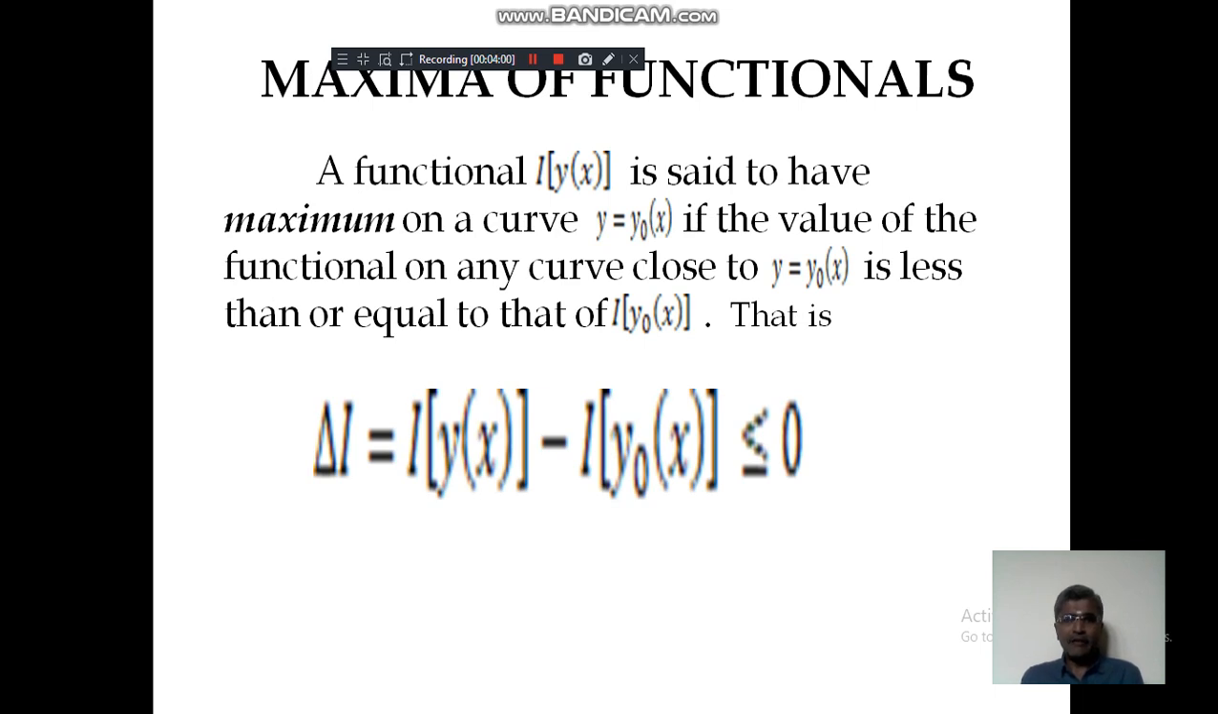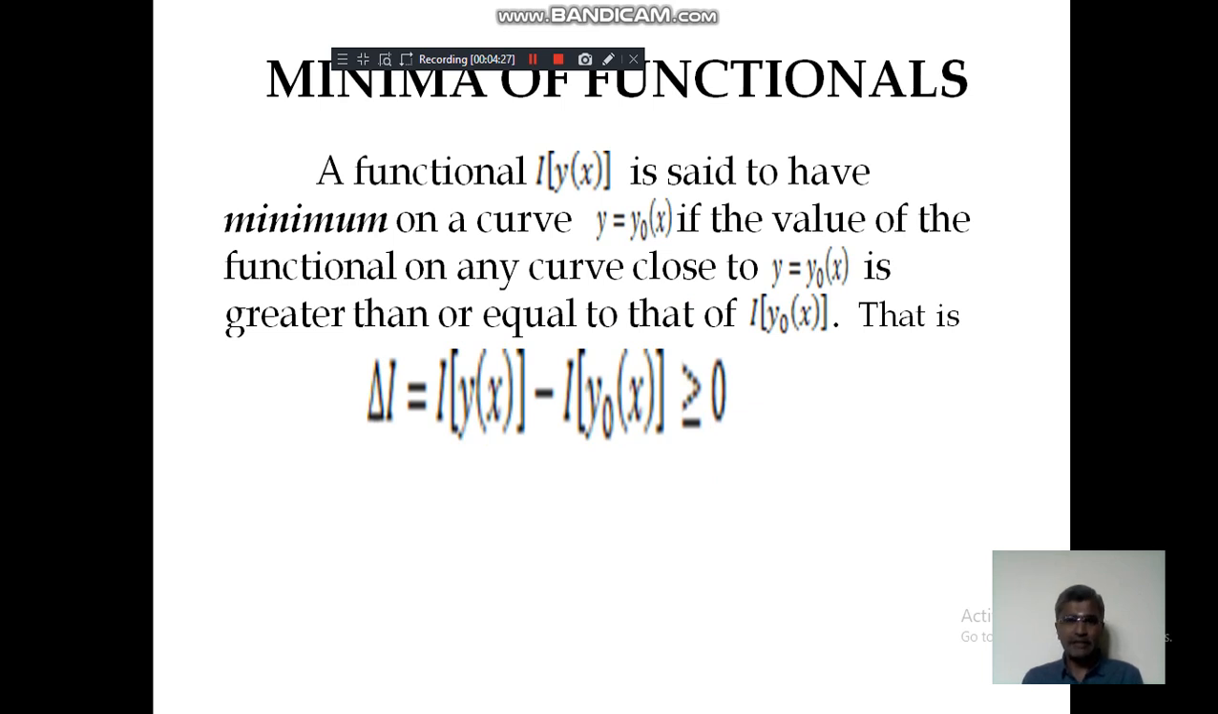Then maxima of functionals. A functional I of y of x is said to have a maximum on a curve y equal to y0 of x if the value of the functional on any curve close to y equal to y0 of x is less than or equal to that of I of y0 of x. That is, delta I equal to I of y of x minus I of y0 of x is less than or equal to 0, and this is called maxima of functionals.